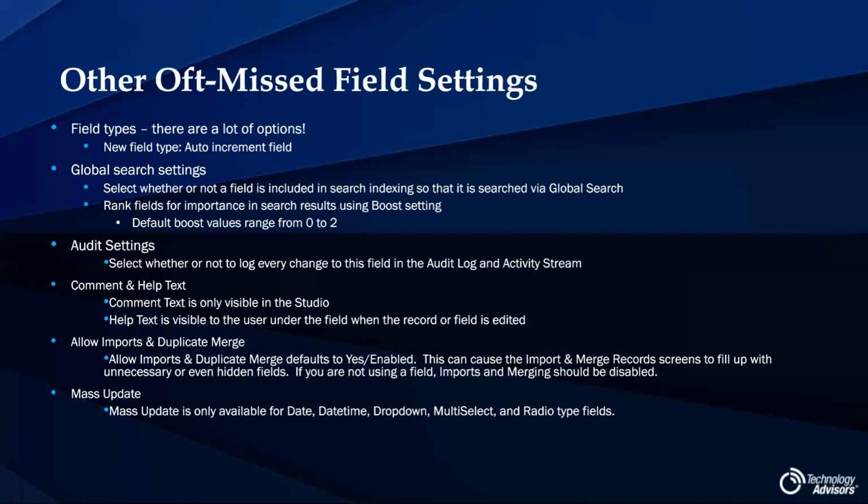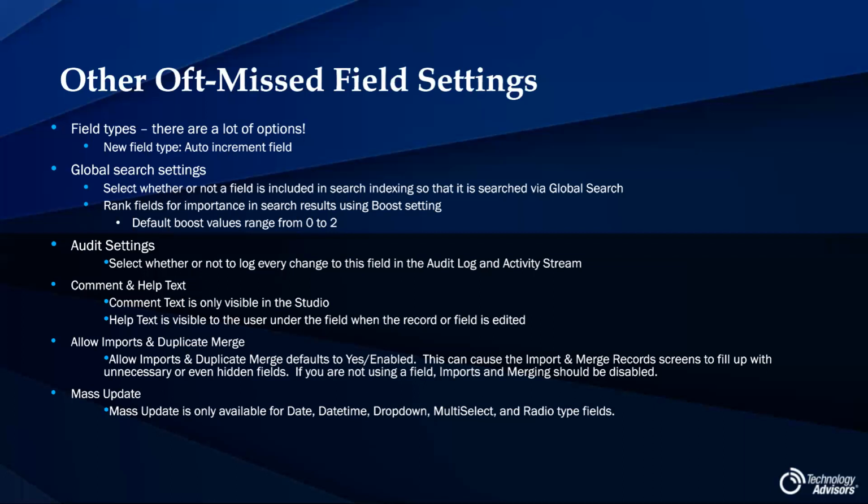Some other settings that are available when you're working with fields in Studio. First of all, a lot of field types will let you adjust the global search settings. So global search, the search at the top of your screen, is controlled, in part, through the field level global search settings. This lets you choose whether or not that particular field is included in the searching when someone does a global search. And if you turn global searching on for a field, it's going to then ask you for a boost value, which is what it uses to rank the matches in terms of importance.